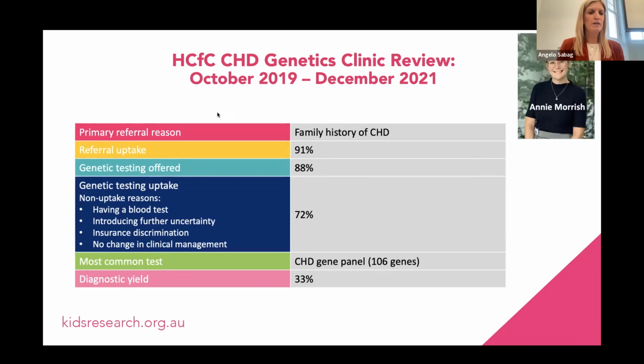What I really wanted to highlight here is that the referral uptake is extremely high at 91%. That demonstrates the importance of this service that we've developed for patients and their families. What's also interesting to note is that the diagnostic yield is 33%, which is in line with other monogenic forms of disease. So certain types of congenital heart disease should now be regarded as a genetic condition for which we may be able to facilitate appropriate testing.